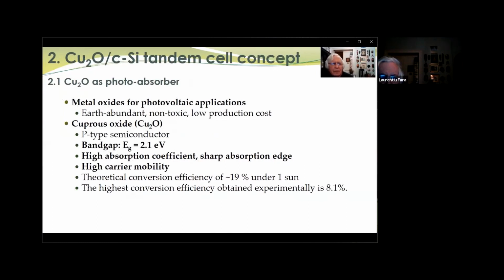concept of solar cell. Copper oxide is a photoabsorber, and as we considered, this material has high absorption coefficient, sharp absorption edge, high carrier mobility, and the highest conversion efficiency experimentally obtained is about 8%.